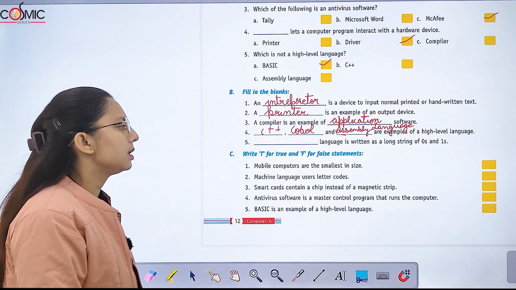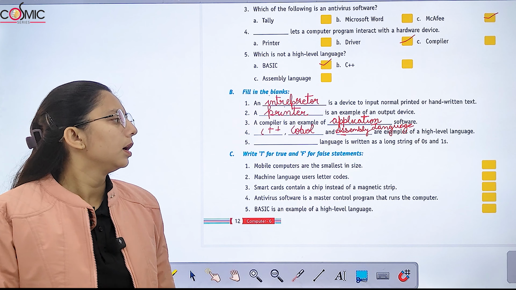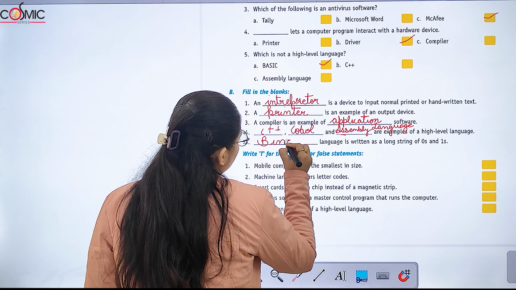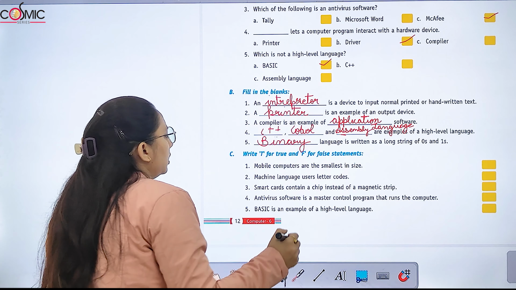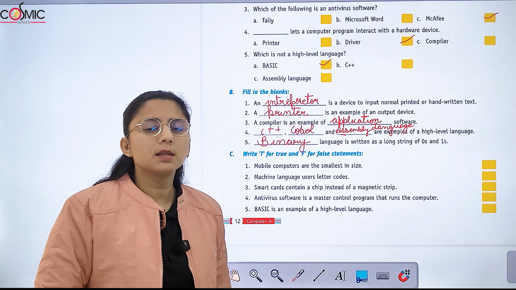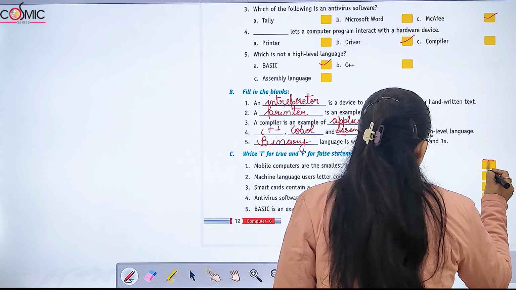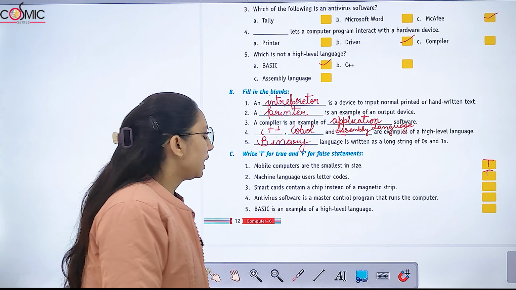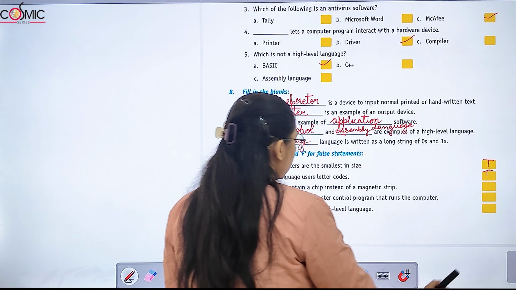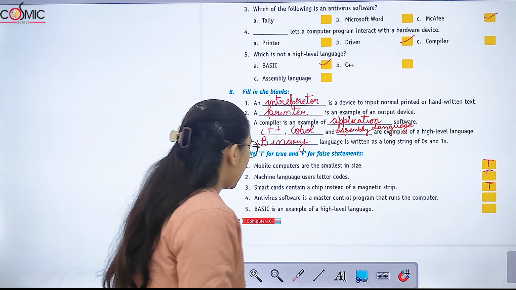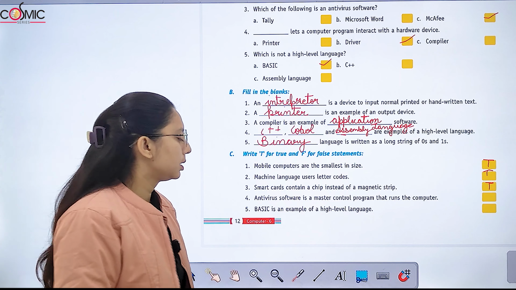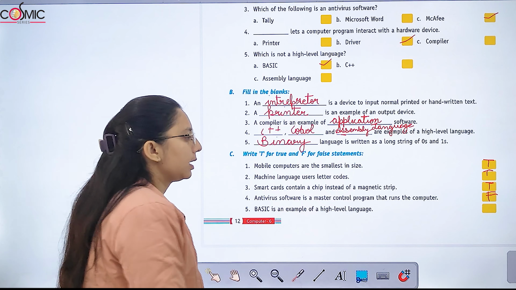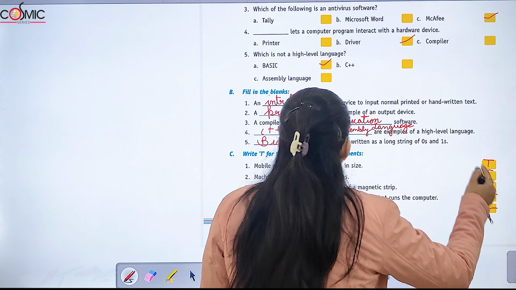Next, dash language is written as a long string of 0s and 1s, binary. Now, true and false. Mobile computers are the smallest in size: true. Machine language uses letter codes. Smart cards contain a chip instead of a magnetic strip: true. Antivirus software is a master control program that runs the computer. Basic is an example of a high level language: false.